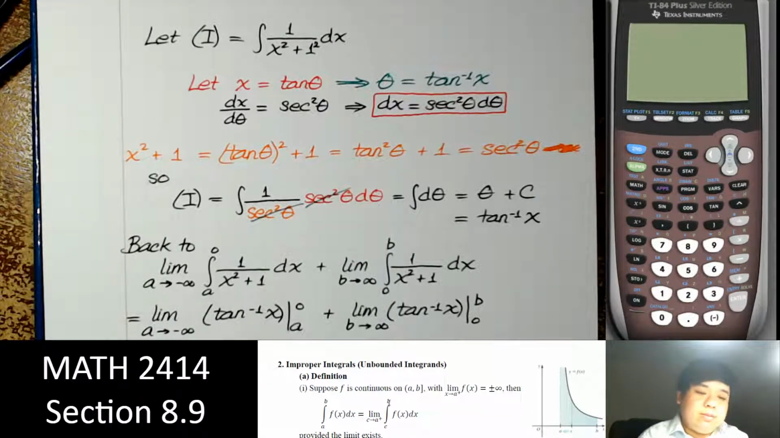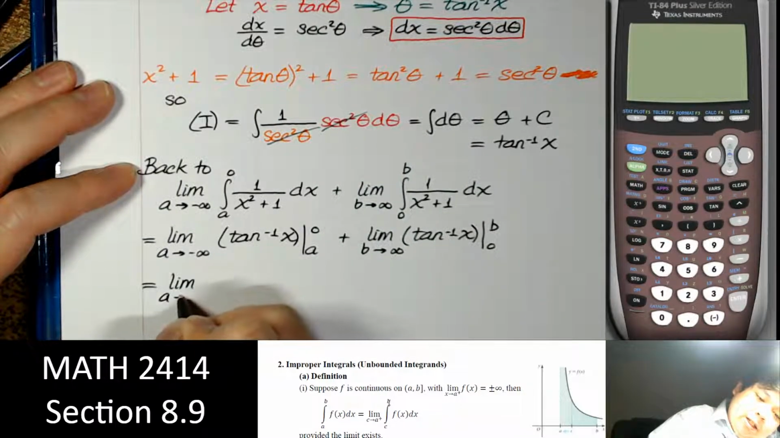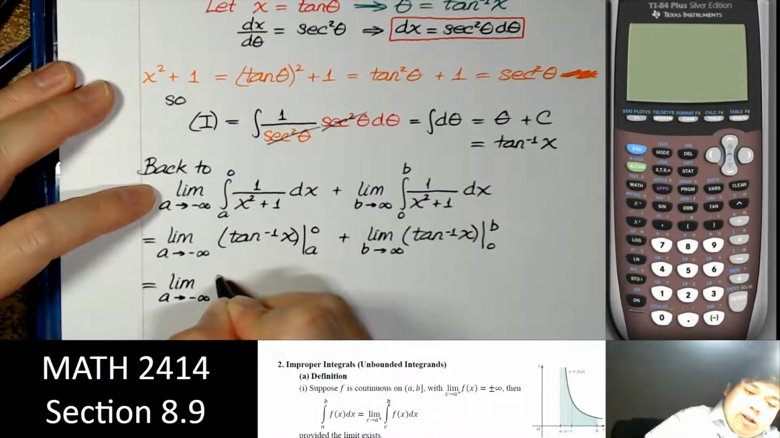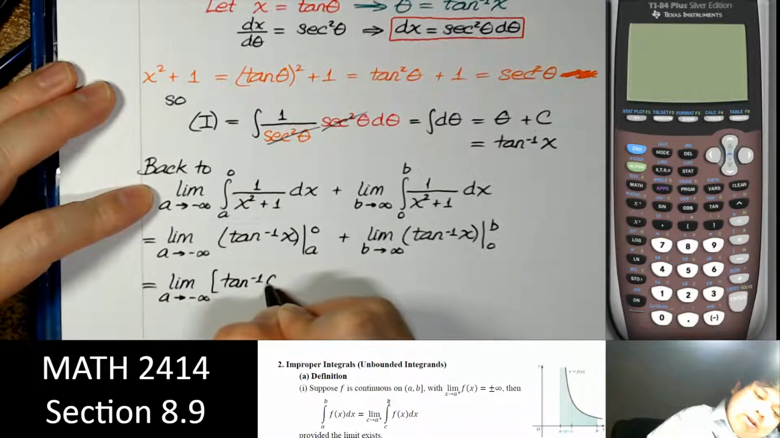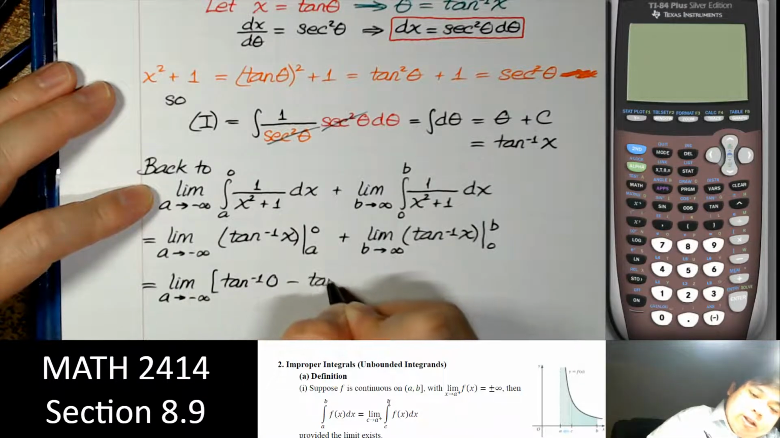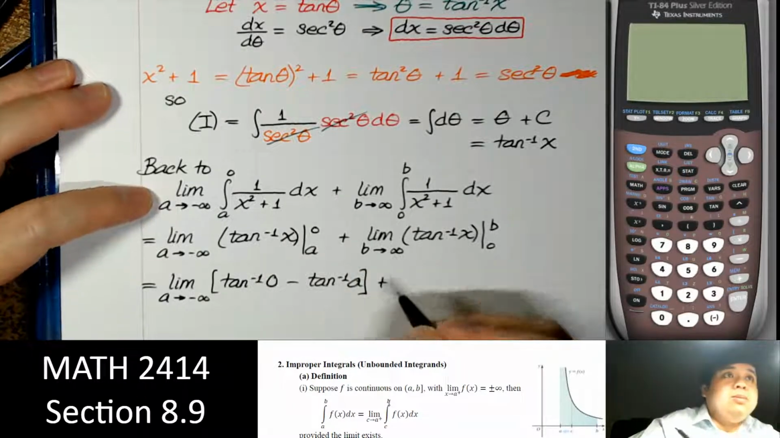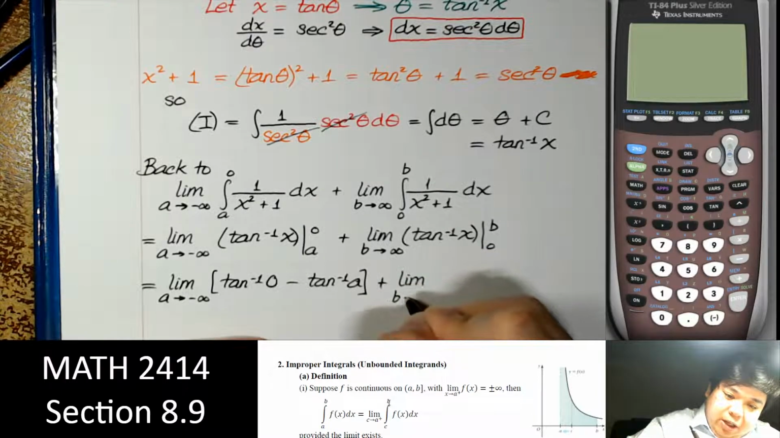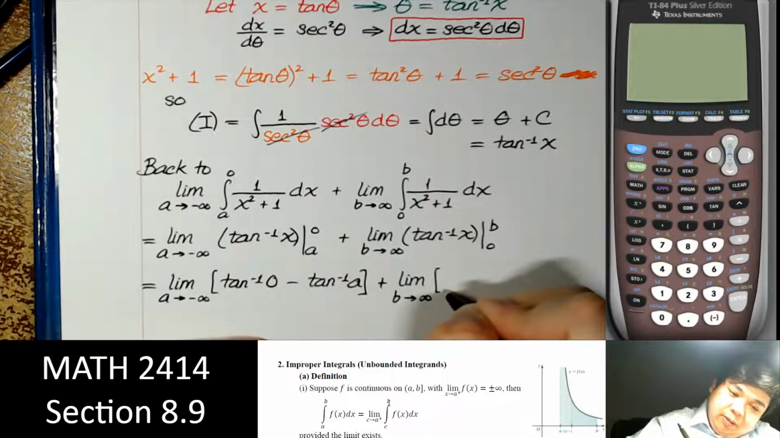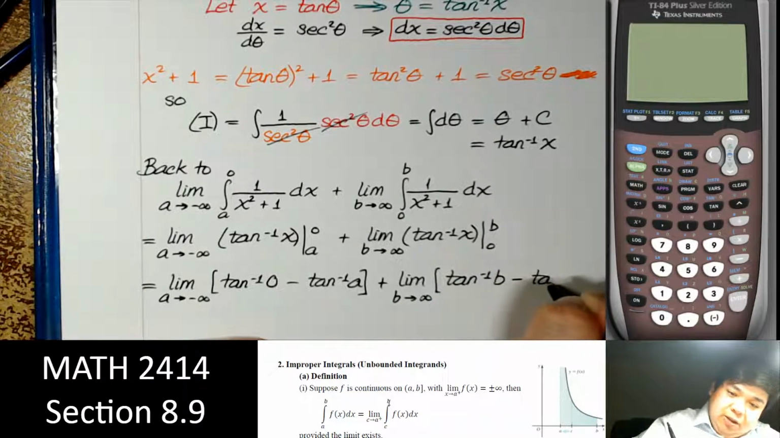Right? Now, we have the limit as a goes to negative infinity of tangent inverse of 0 minus tangent inverse of a, plus the limit as b goes to infinity of tangent inverse of b minus tangent inverse of 0.